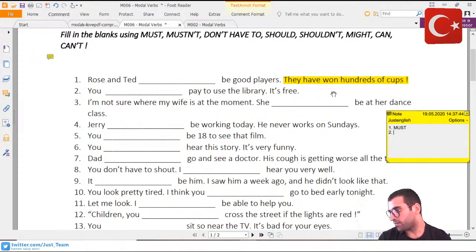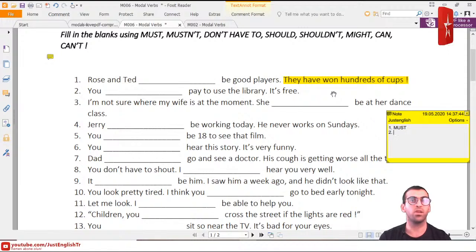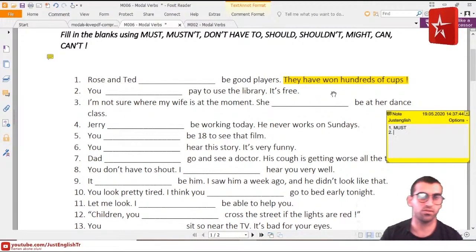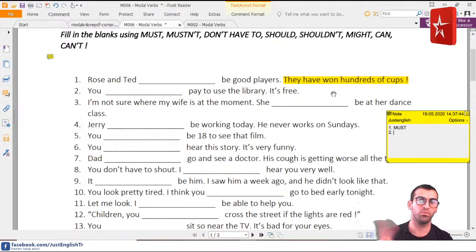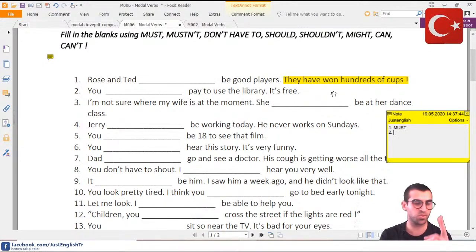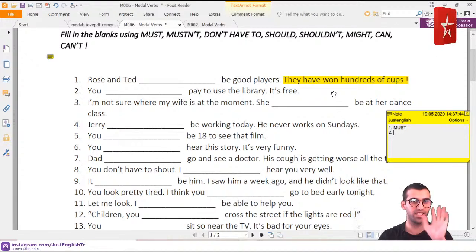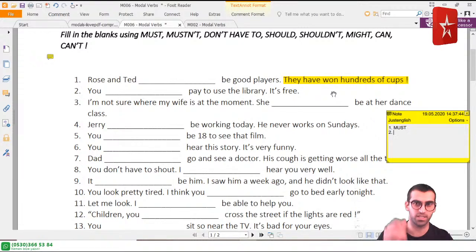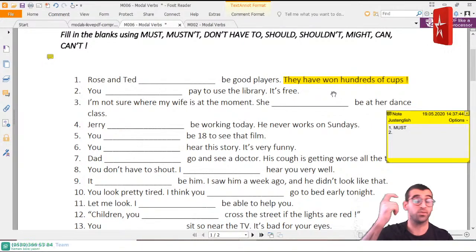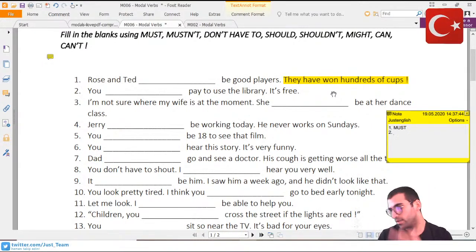Can we use have to for the first sentence? No, we can't use have to. The differences between the 2 modal verbs, have to and must, and used to and would, I will explain them in the second part of the lesson. Please be patient, wait for the second part of the lesson. I will explain why we use have to, why we use must.